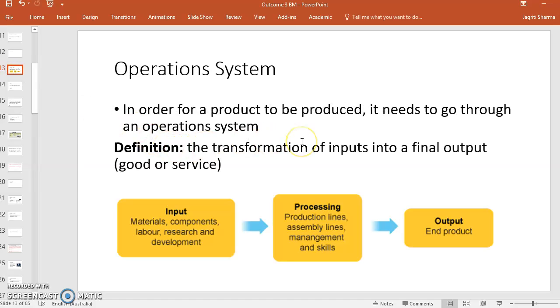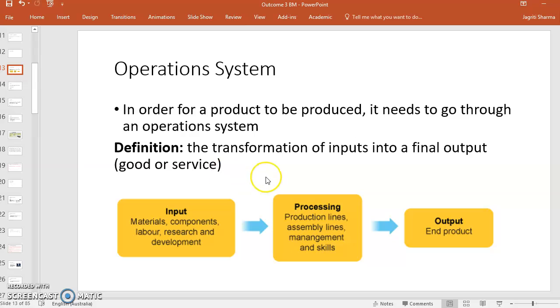Okay, now this is our operation system. So when we are producing a product, it needs to go through an operation system. Now operation system consists of three steps: inputs, processing and then an end product, which is called the output. Now if you write it down in a business sense, the definition of operation system would be the transformation of inputs into a final output, which could be a good or a service.